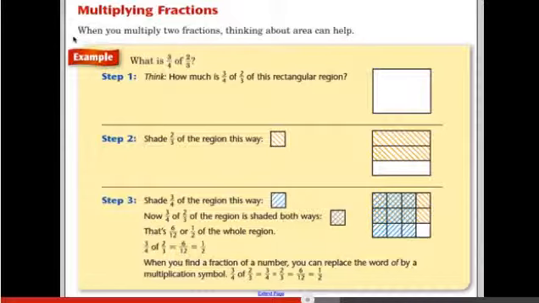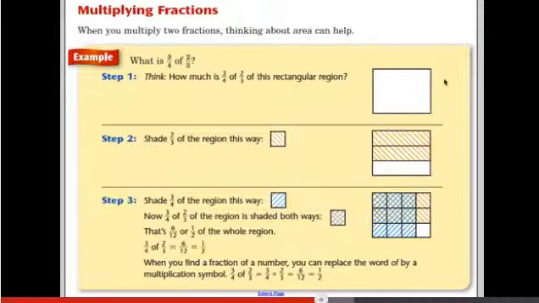Now, continuing on with multiplying fractions. We were multiplying a fraction times a whole number. Well, what about when you multiply two fractions? Thinking about area can help. Let's say our question is, what is 3/4 of 2/3? So I have to think, how much is 3/4 of 2/3 of this rectangular region here?